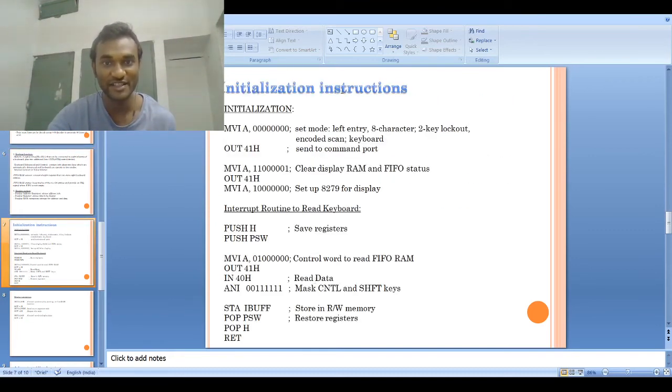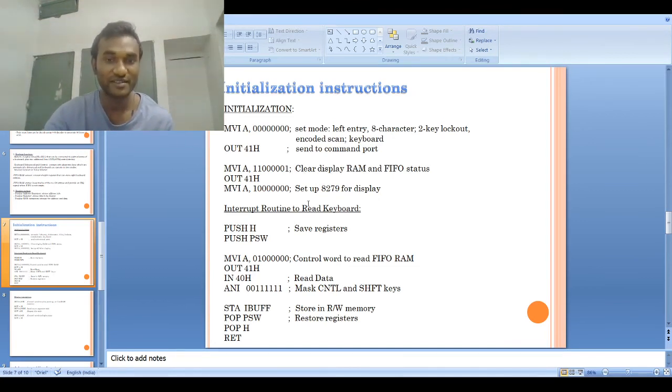Then it is the initialization instruction for 8279, which is divided into three parts. The first part is initialization, in which we set the output port and all the modes in which we have to take the input and give the output. From the 000 code, we set the left entry for the output mode, and 8 characters can be taken at one time, and 2 key lockout for the input mode. Encoded scan for the scan mode, and then output 41H tells about the port through which the command is given. And then we clear the RAM and FIFO status and set up the 8279 for display.